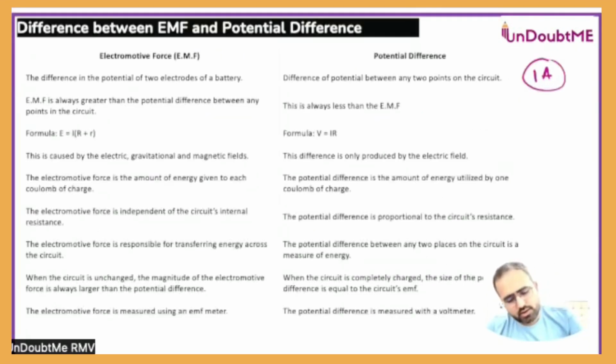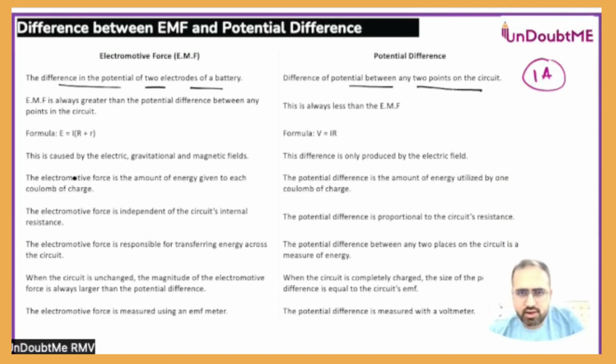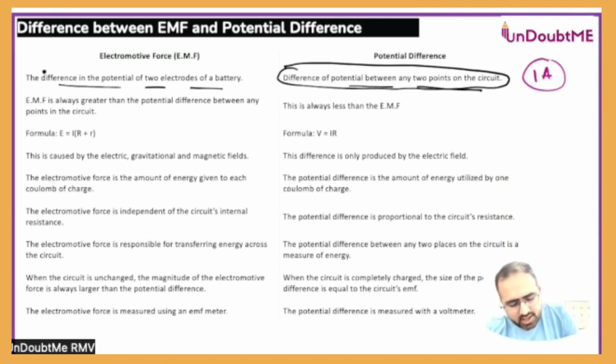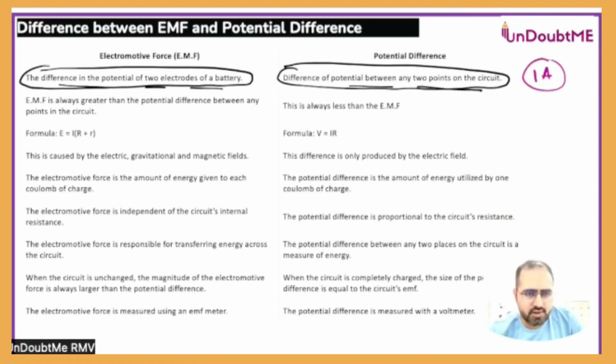So EMF versus potential difference. EMF is the difference in potential of the two electrodes of a battery, while potential difference is the difference in potential between any two points on the circuit. Potential difference is a very general explanation, and EMF is very specific. When we are talking only about a battery, we call it EMF. EMF is always greater than the potential difference between any two points in a circuit because EMF is the original voltage of a battery.